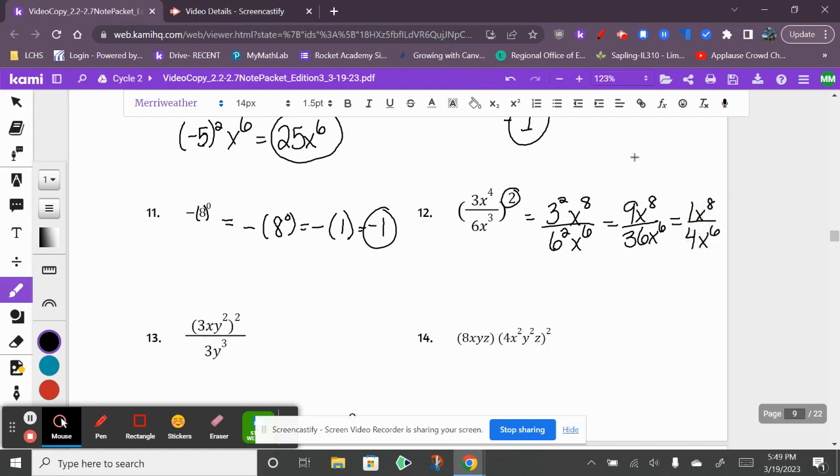And then we can just subtract. So we get x to the 8 minus 6 all over 4. Since the exponents were subtracted, 8 minus 6, we get x squared over 4.